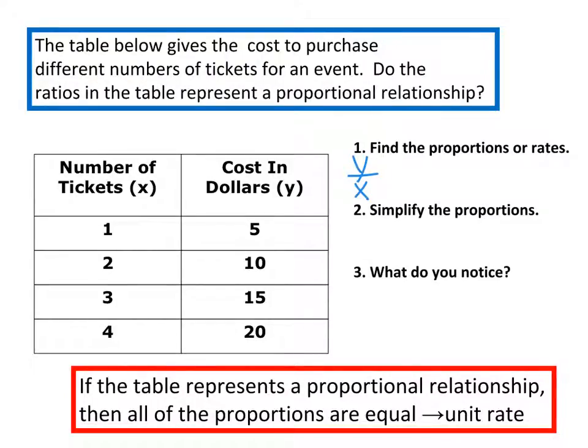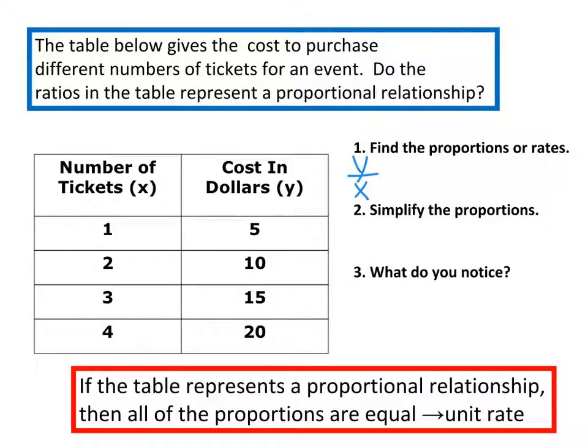Recall that to find if a proportional relationship exists in a table, we need to compare the ratio of our y values to our x value for each set of x and y values in the table. In this table, our x values are the number of tickets and our y values are the dollars.